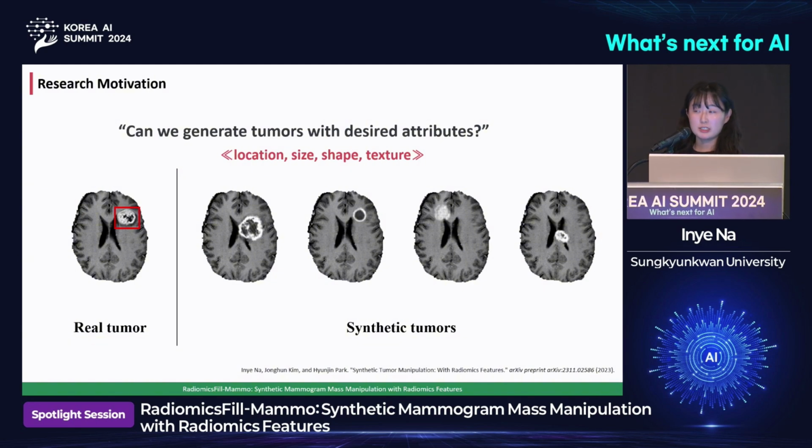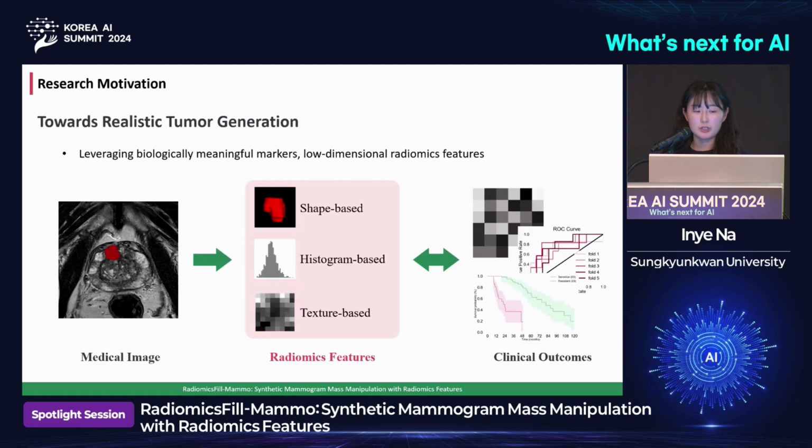When you have an MRI sample with a tumor, what if we could remove that tumor and generate a new one with specific characteristics like tumor location, size, shape, and texture? While it's possible to control the tumor location and size using a mask, we wondered how we could manipulate more detailed characteristics like shape and texture. So we decided to use radiomics features.